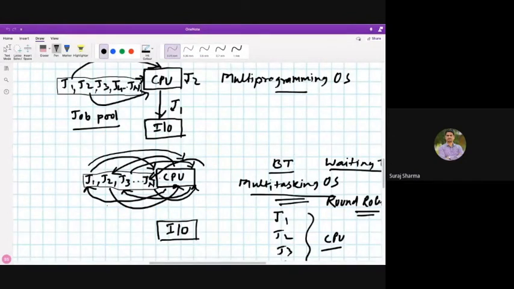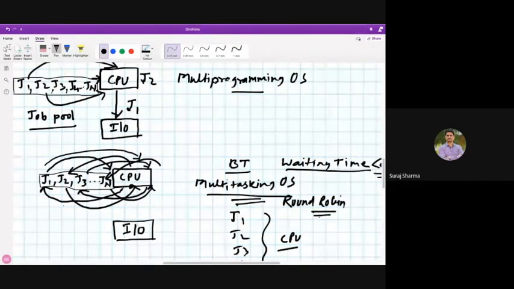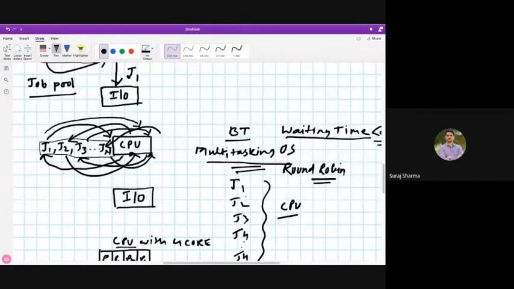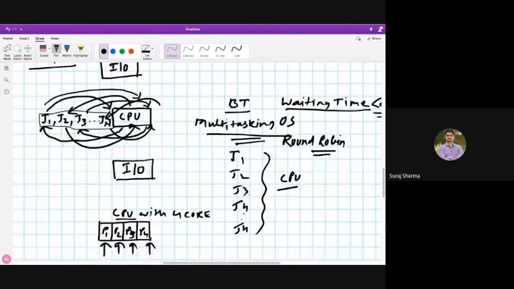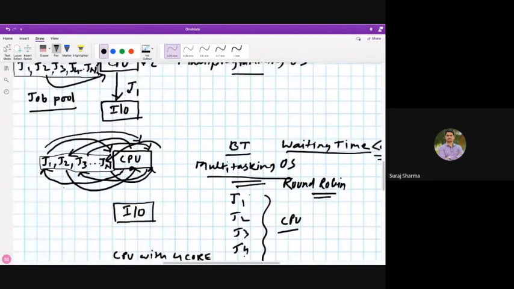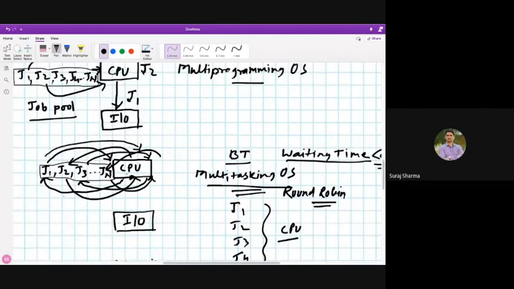But the CPU is not executing one program at a time fully. What it will do is preempt the program after some time. Let's say if we are using the round robin fashion, one job will get 2 microseconds, another will get 2 microseconds, another will get 2 microseconds. In that way, every job will be interacting with the CPU, and the CPU will interact with all the jobs in a round robin fashion.